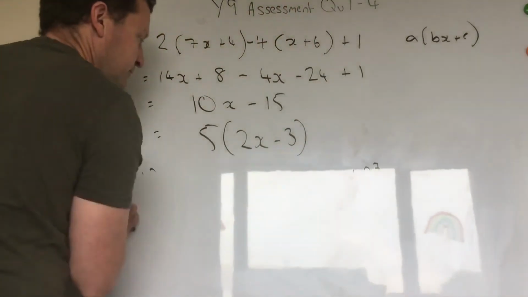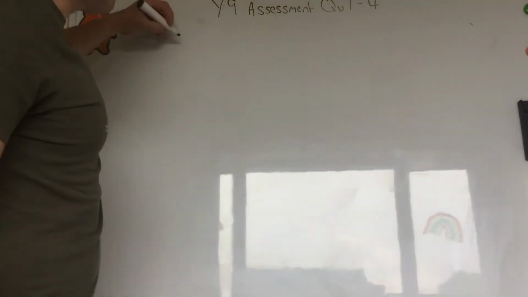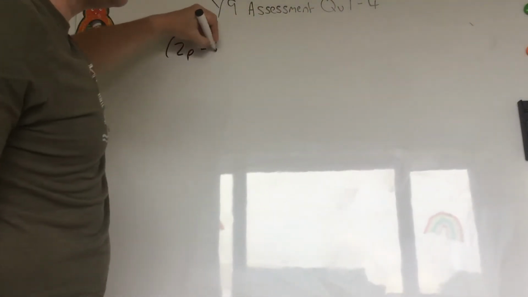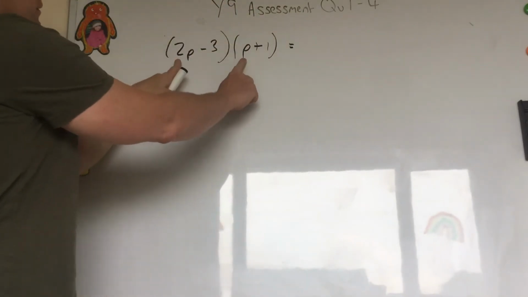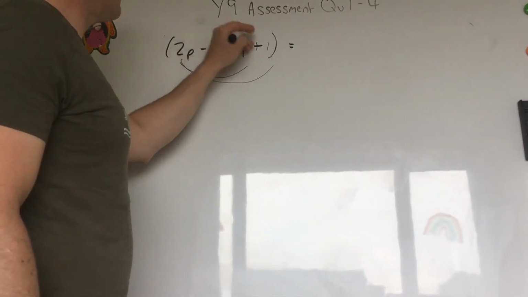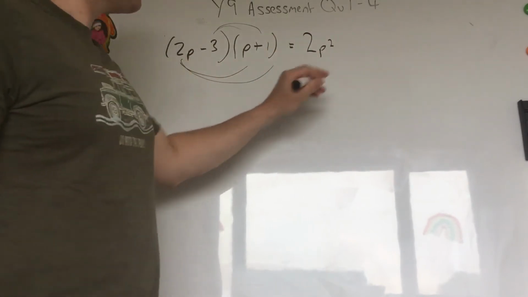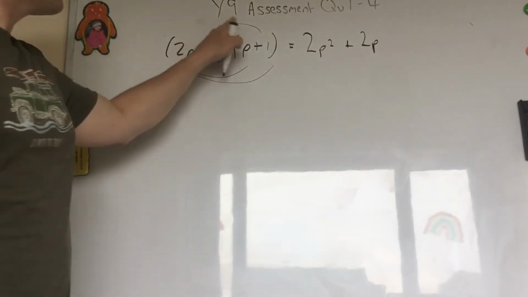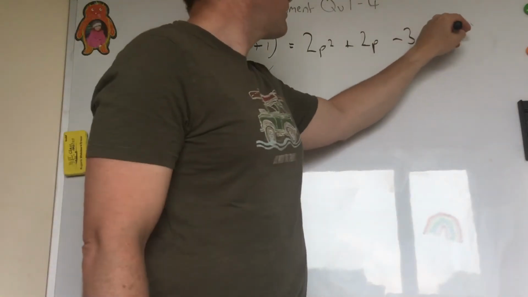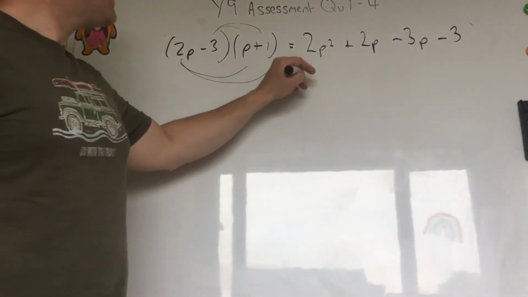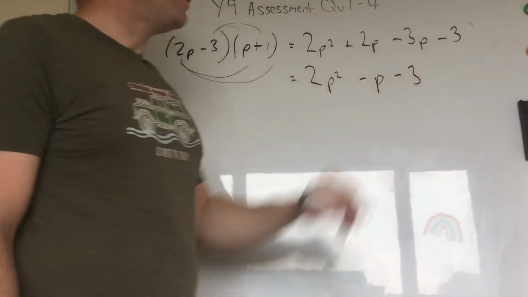Right, number 3. Expand and simplify (2p minus 3)(p plus 1). Drawing lines on, you can use other methods if you want. 2p times p is 2p squared, 2p times 1 is 2p, minus 3 times p is minus 3p, and minus 3 times 1 is minus 3. Simplify: 2p squared plus 2p minus 3p is minus p, minus 3.